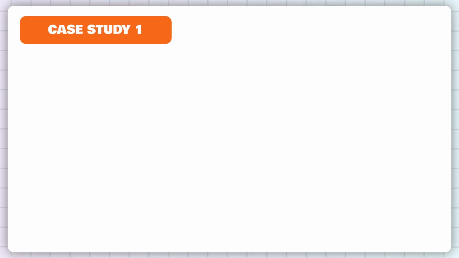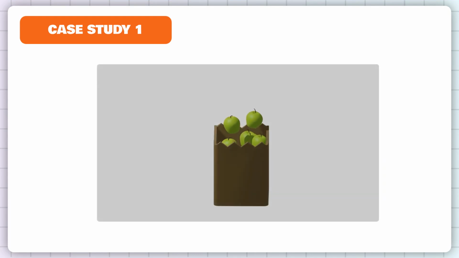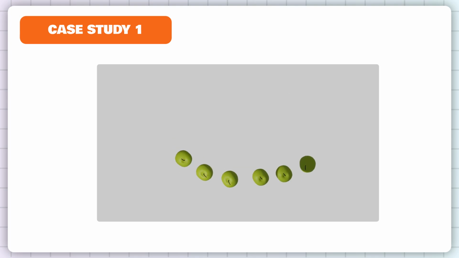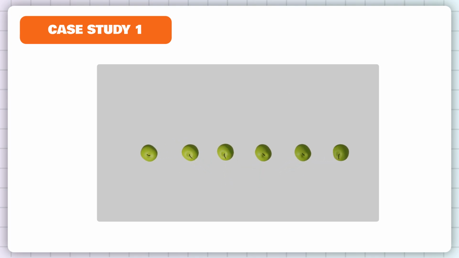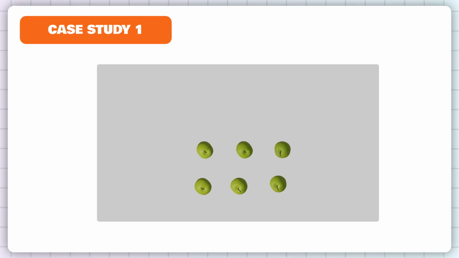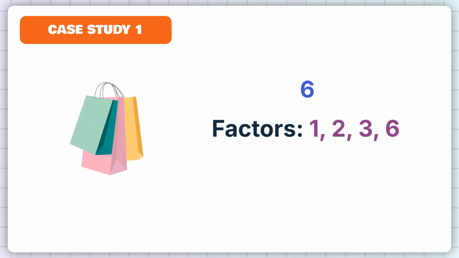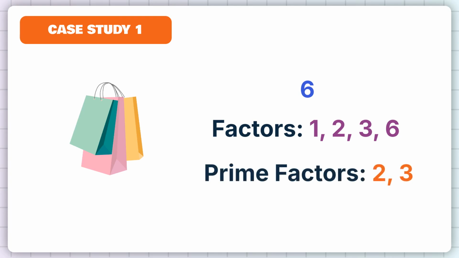Case study 1. Simple case with a small number. In our daily life, let's say you went shopping and bought 6 items. Now, to evenly divide these items, what are the different possibilities? Dividing into bundles of 1 and 6 and of 2 and 3. These are the factors of 6. To understand prime factors, we know prime numbers are numbers whose only factors are 1 and itself. For 6, they are 2 and 3.